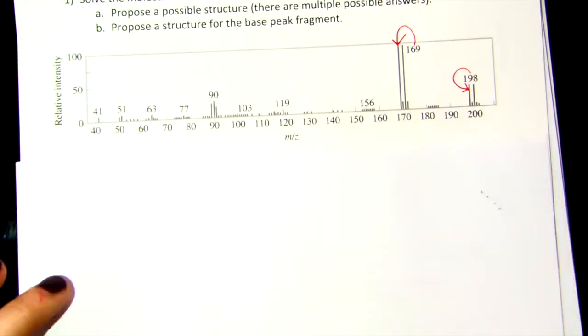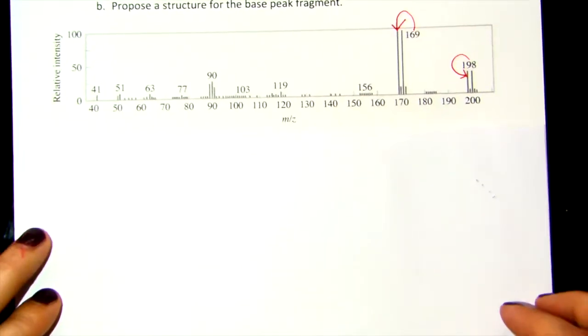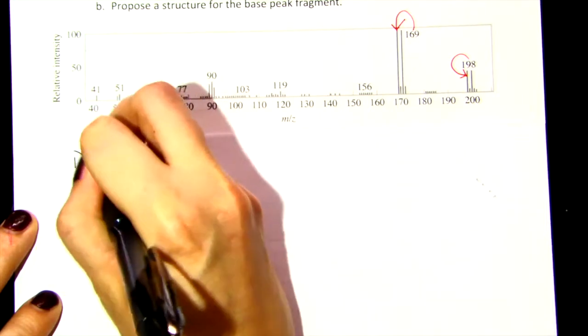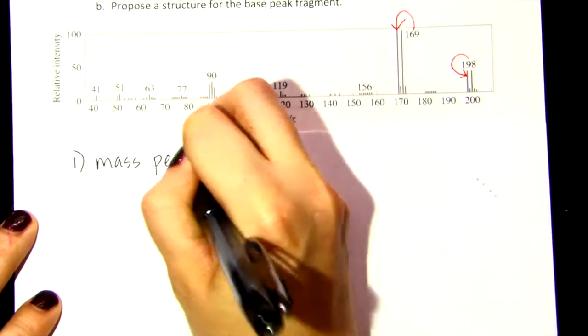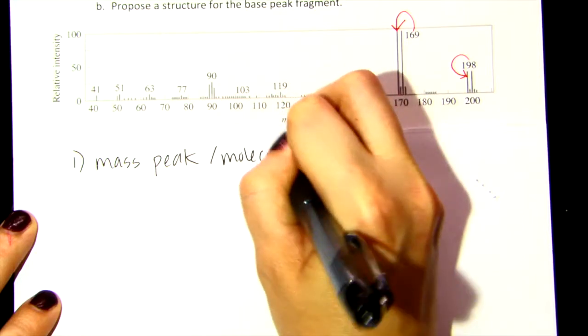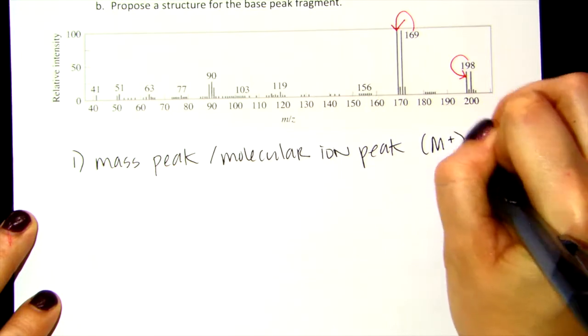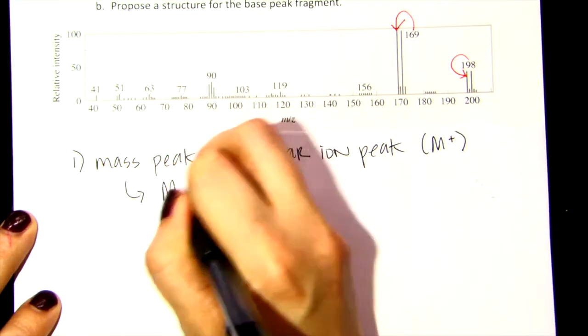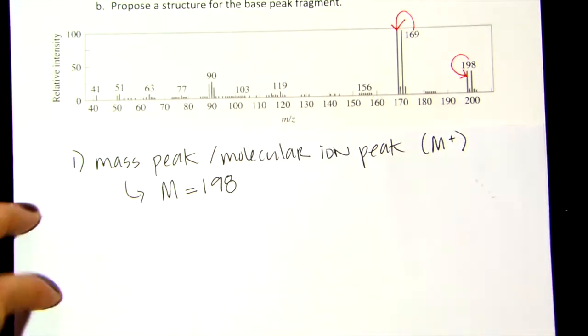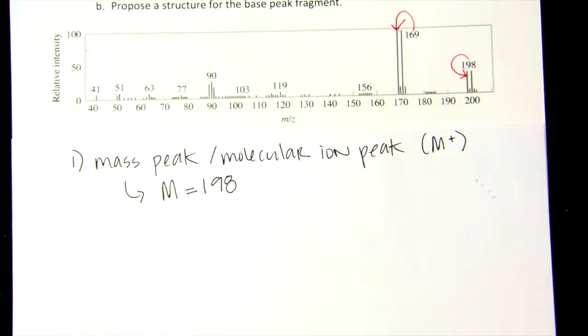Based on what we talked about, you might already know what that is. But this one, the mass peak, or the molecular ion peak, aka M+, in this one is 198. And that's important because that's going to be the mass of our whole molecule. That's how we're going to eventually figure out our molecular formula, because we're going to be subtracting from that as we find pieces that we know are in there and seeing what's left over.